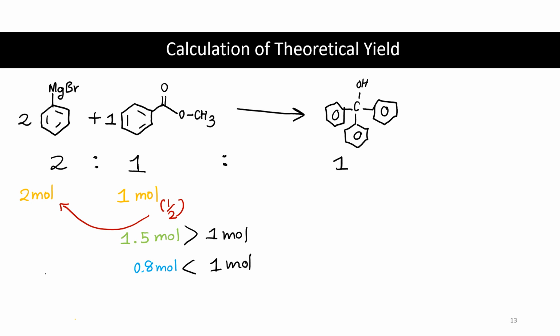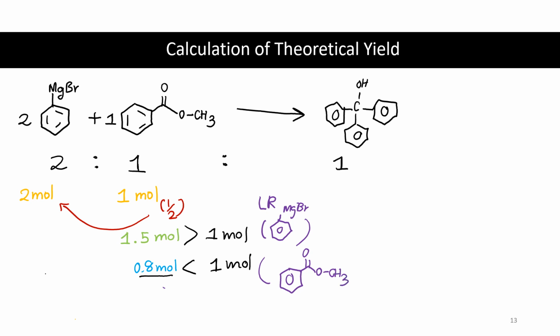than one mole, that means you need at least 1 mole for this 2 moles of phenyl magnesium bromide to completely react, right? But if you don't have that amount, that means methyl benzoate would be the limiting reagent. So in the 2 examples, in the first one, the limiting reagent would be the phenyl magnesium bromide. In the second example, the limiting reagent would be methyl benzoate.